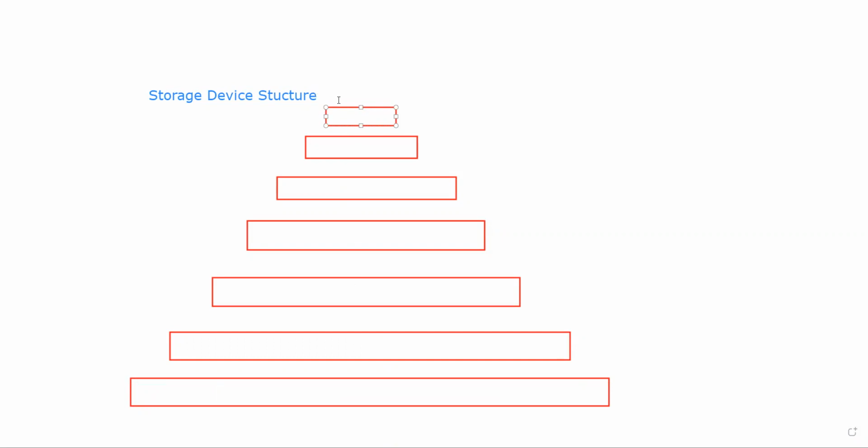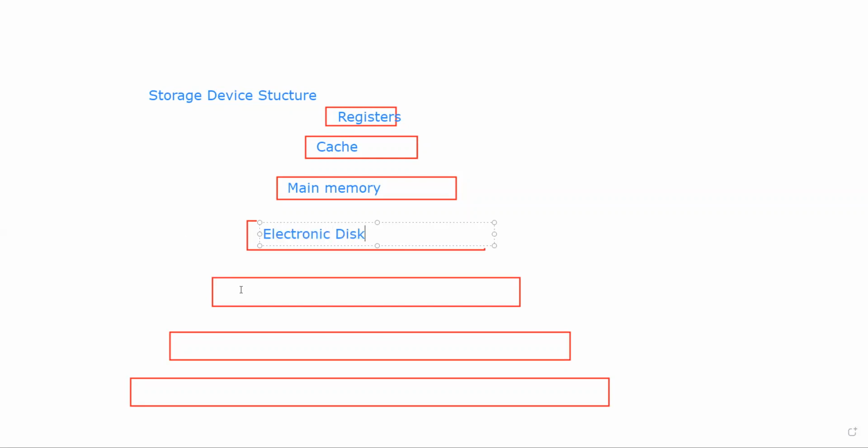Right. Okay. I will write this as registers. And this one, what is this one? This is called cache. And this is main memory. Actually, the main memory means our RAM. Main memory. And then the next thing is the electronic disk.